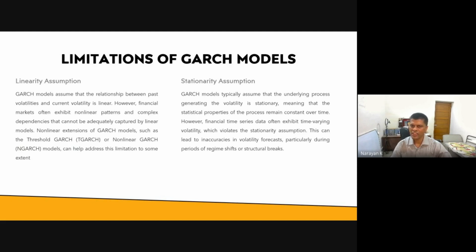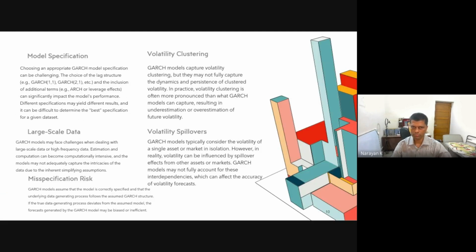We also have the stationarity assumption in the GARCH model. GARCH models typically assume that the underlying process generating the volatility is stationary, meaning that the statistical properties of the process remain constant over time. However, financial time series data often exhibit time-varying volatility, which violates the stationarity assumption.